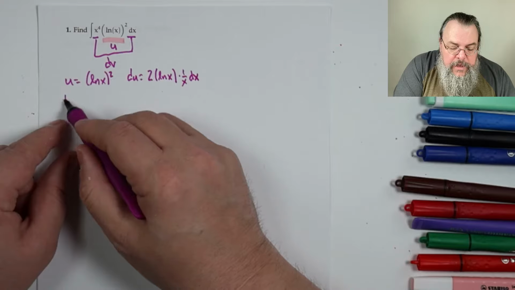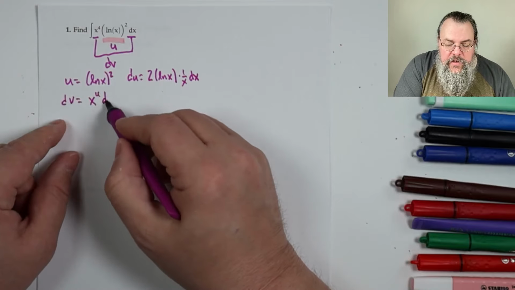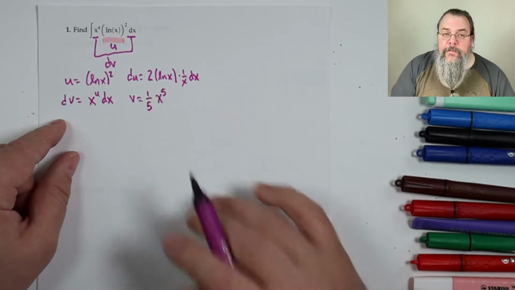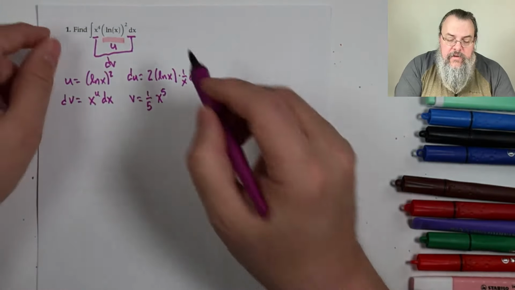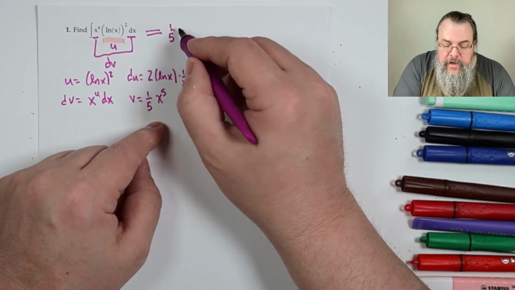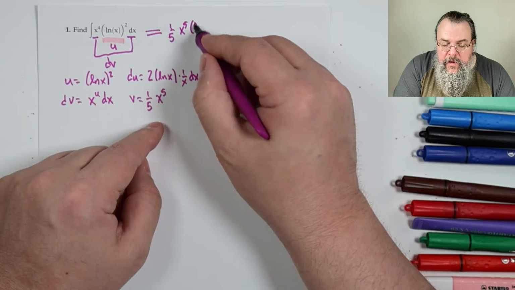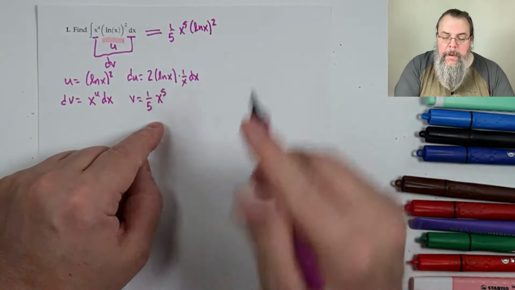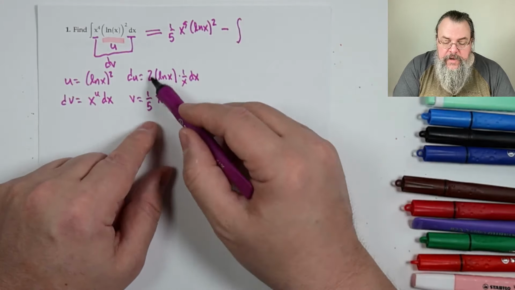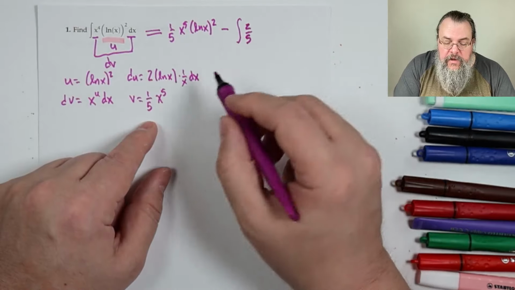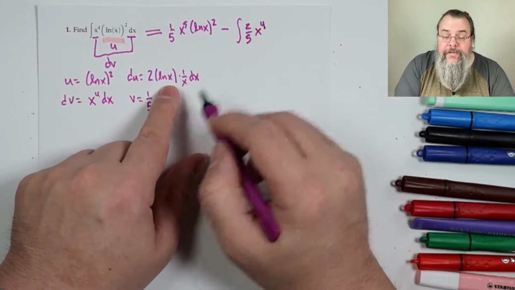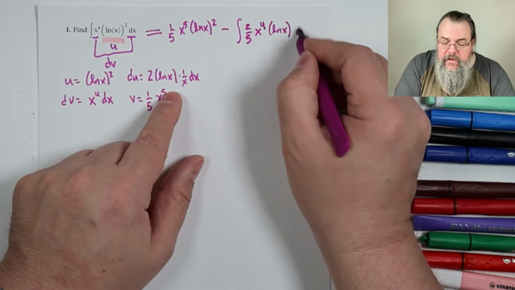All right, now what about our dv? Well, that's x to the fourth dx. And the integral of x to the fourth, well, add 1 to the power, x to the fifth, and divide by that new power, 1/5 x to the fifth. Okay, so that tells us that this is going to be equal to uv. So 1/5 times x to the fifth times log of x squared minus the integral v du. So minus the integral, and if we multiply these together, well, we have a 2/5. All right, so we'll write that down. And then we have x to the fifth and a 1 over x. That's x to the fourth. And then we have a log of x dx.